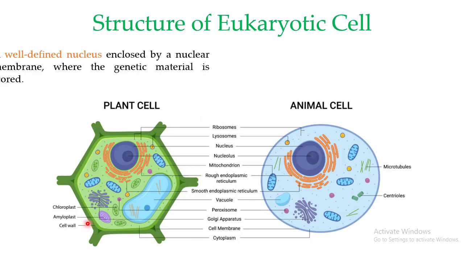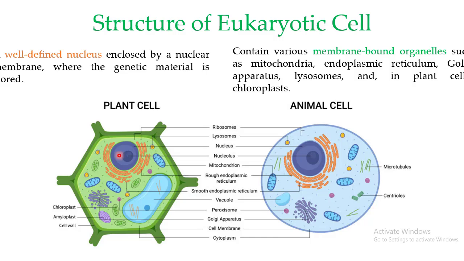So the eukaryotic cell has a well-defined nucleus, which is enclosed by a nuclear membrane, where the genetic material is stored. For example, if you look at this one, if this is your nucleus, you can see over here the genetic material present in the nucleus, and you can see a clear-cut nucleus over here as well.